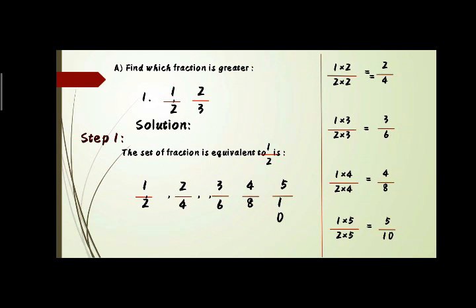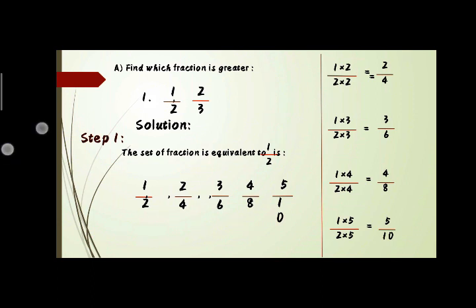Question A. Find which fraction is greater. Exercise A from your textbooks. Identify which one is greater, 1 upon 2 or 2 upon 3. Now look here, the numerator is unequal and the denominator is also unequal. So move towards the rough column.